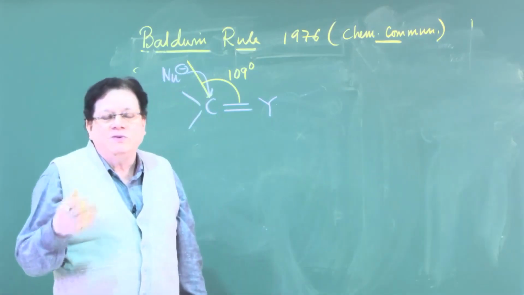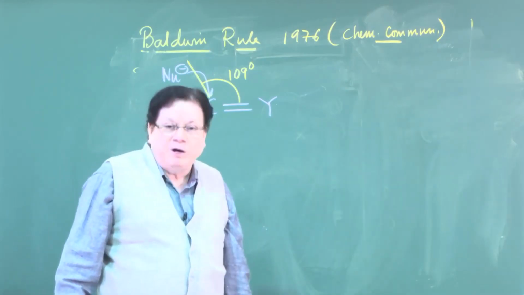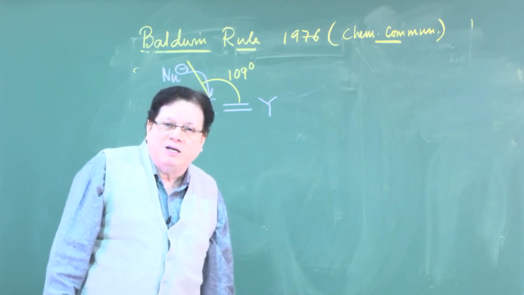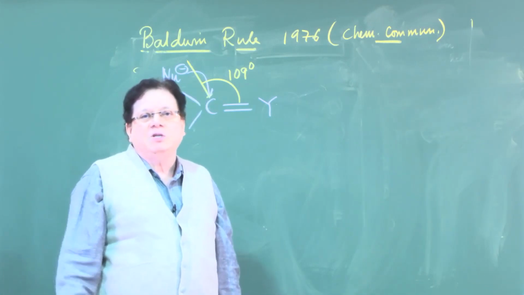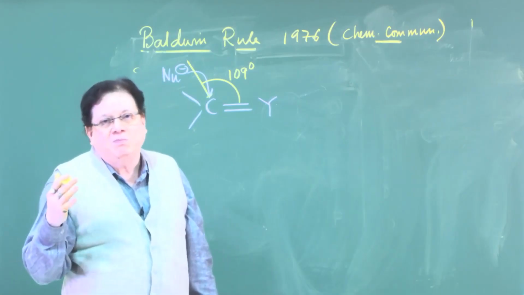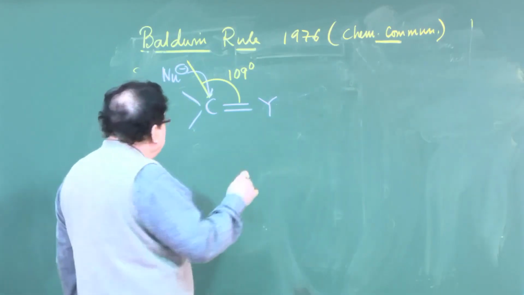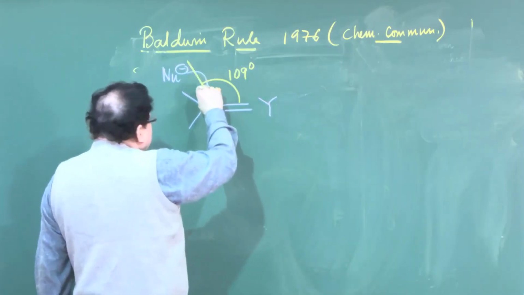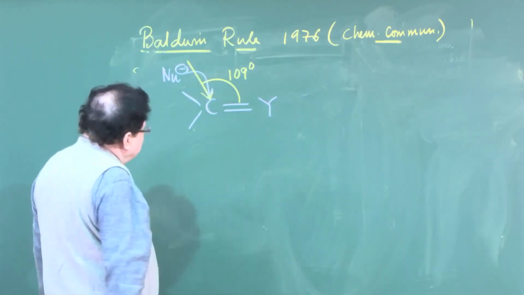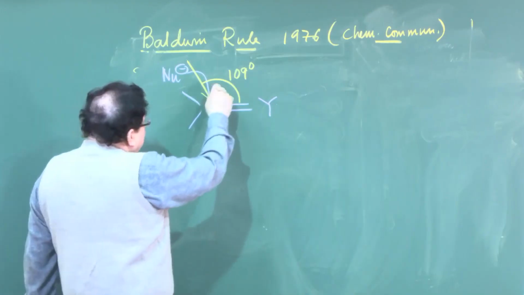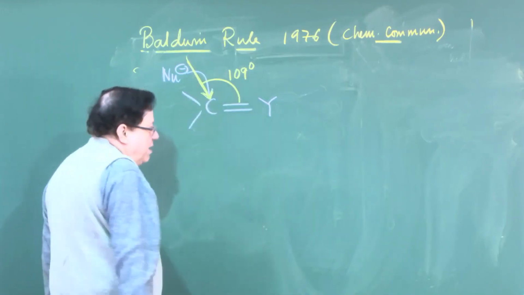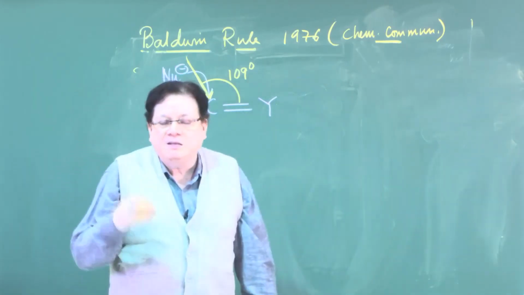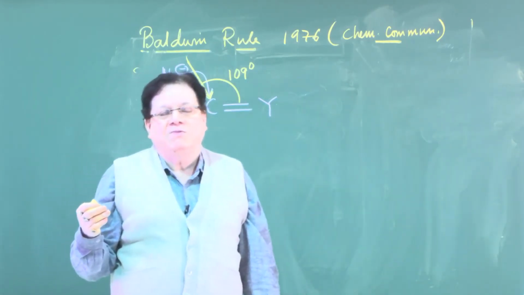So, basically in these reactions, when Baldwin proposed this trajectory, he was considering a late transition state. That means he was considering the angle in the product, and based on that he put the trajectory angle. So, in case of a trigonal system, the trajectory of the nucleophile should be such that it is 109 degrees. That is the stereoelectronic requirement for the attack.